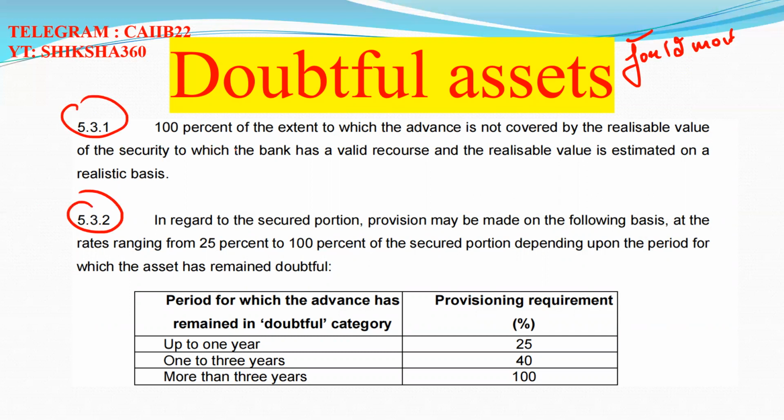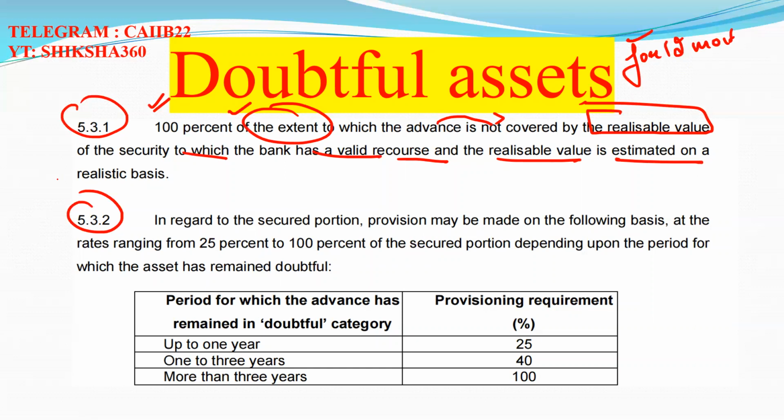In the case of a doubtful asset, 100% provisioning is required to the extent to which the advance is not covered by the realizable value of the security, to which the bank has a valid recourse, and the realizable value is to be estimated on a realistic basis. 100% of the extent to which the advance is not covered by the realizable value of the security, to which the bank has a valid recourse, and the realizable value is estimated on a realistic basis.